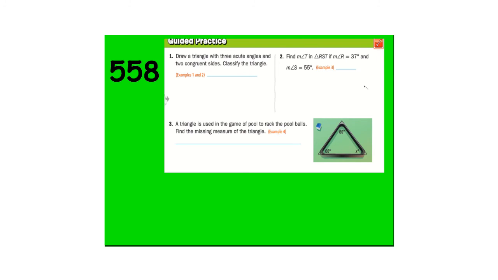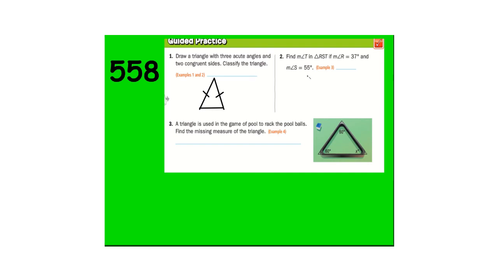Okay, number 1, draw a triangle with 3 acute angles and 2 congruent sides. So I will try to draw a long one like this. And hopefully I can get those sides to be fairly equal. And then connect, making your triangle. So what I have pictured is this side and this side being equal, making the isosceles triangle, 2 congruent sides. So it is an acute isosceles.